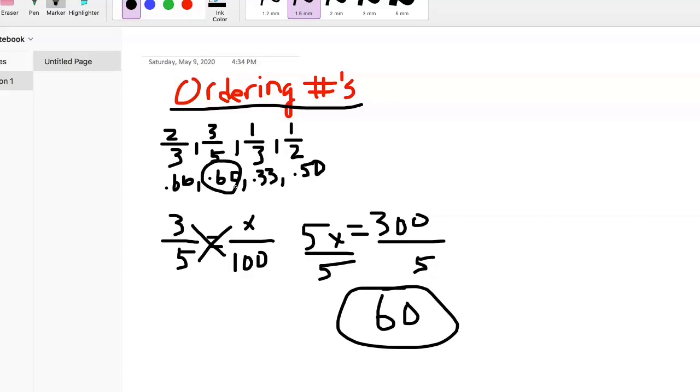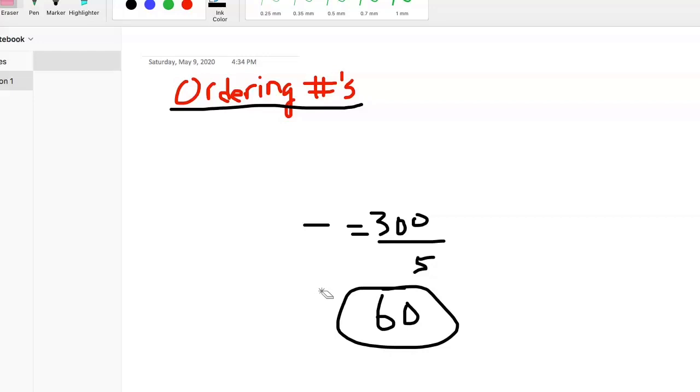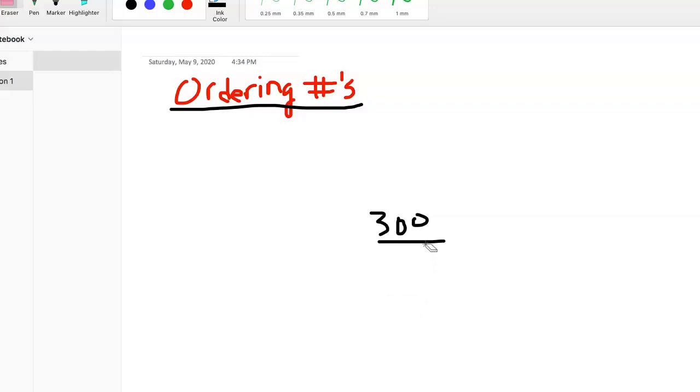Now when we have four decimals, it's a lot easier to line them up. You just count from smallest to greatest. So 0.33 would be first, 0.50 would be second, 0.60 would be third, 0.66 would be fourth. So there's one. It's really just how to turn fractions into decimals and then line them up. Okay, let's see what else we got.